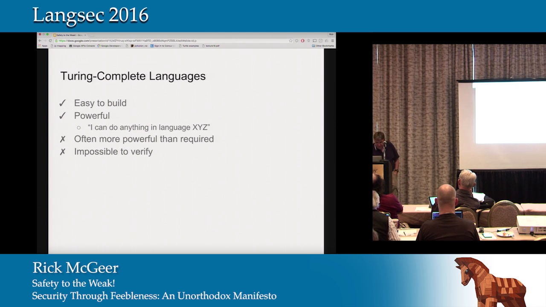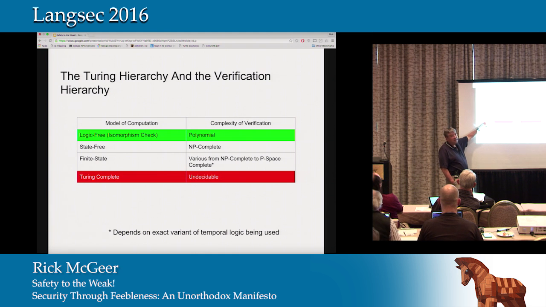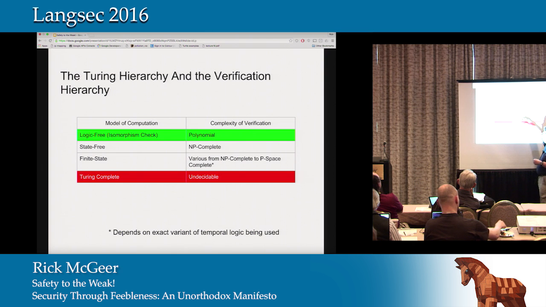So why is that? Are there weaker models of computation where we can do rather better? The answer is yes. In Turing-complete languages, verification is undecidable. Logic-free models of computation, which I can also call structural, are in general polynomial. The most common example is type checking in languages, which is essentially checking for structural consistency. That's polynomial for any reasonable type system, but it's also a relatively weak verification method.